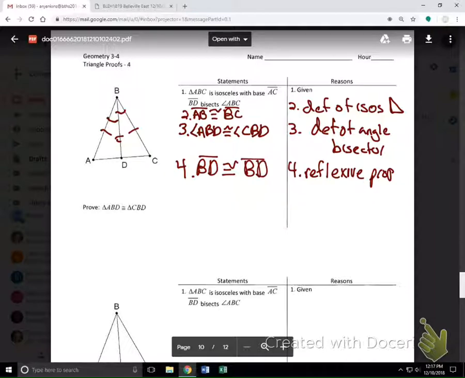So that means now I can say my triangles are congruent. How do I know they're congruent? I've got a congruent side. I've got a congruent angle. I've got a congruent side. The angle is wedged between the two sides. Side, angle, side.